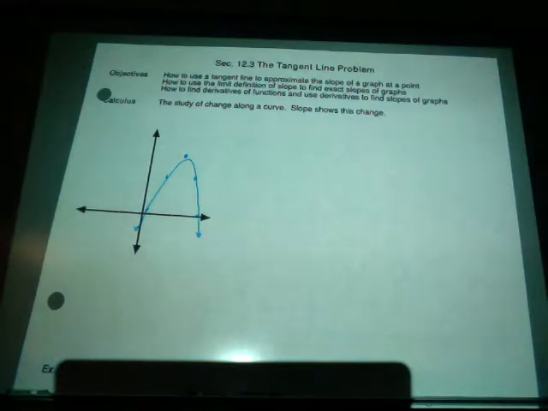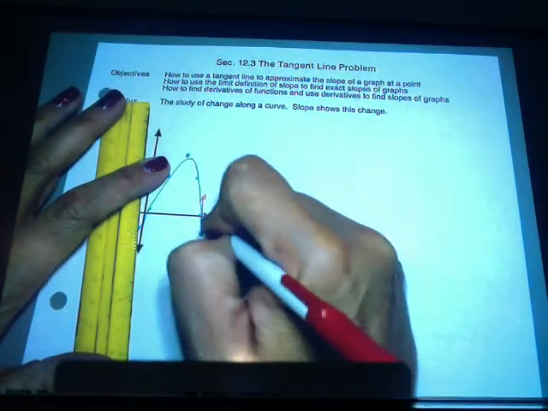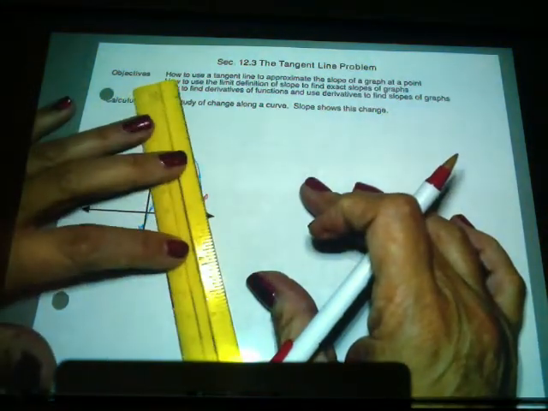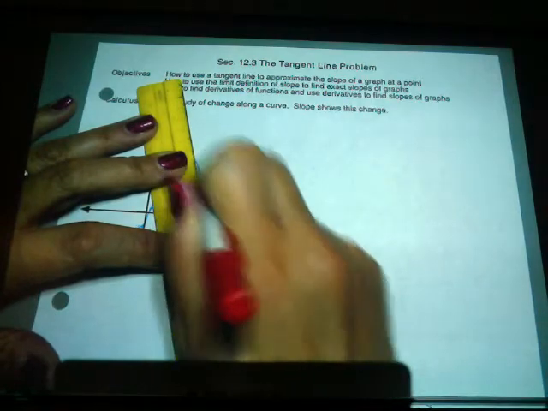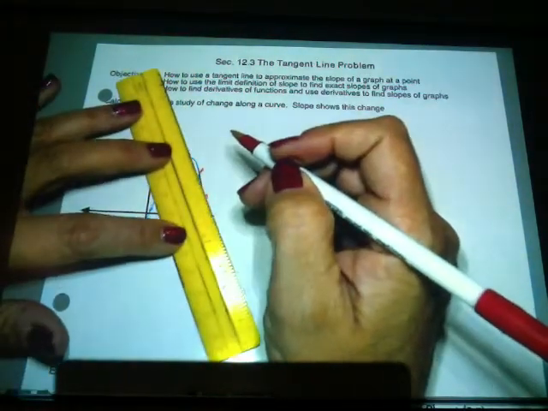Okay, so the tangent line to the curve changes at every single point along the curve. So for instance, at this point, this would be the tangent line, right? If I change it to this point, now I have a new slope. That wasn't a very good tangent line, but you're getting the idea.